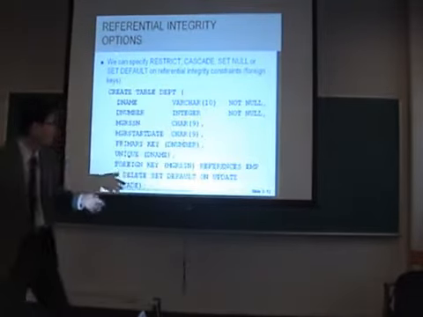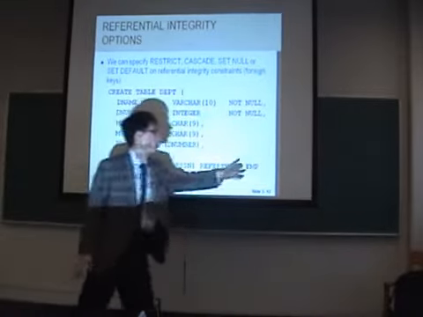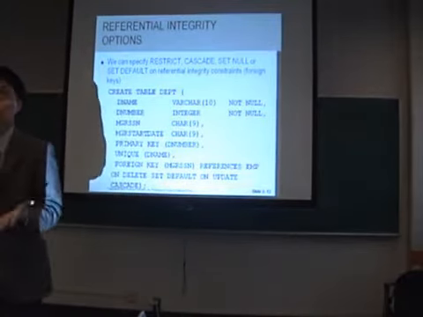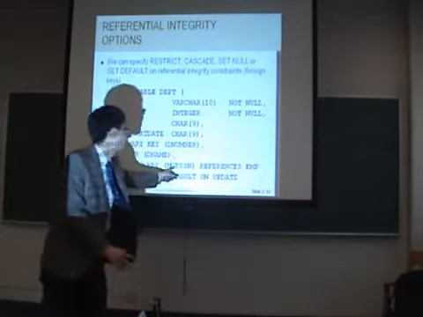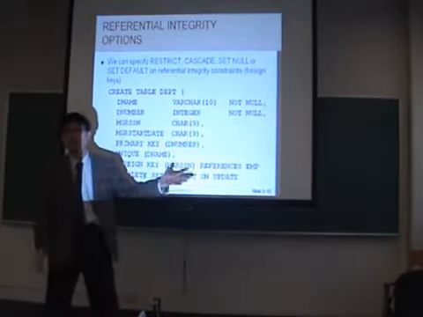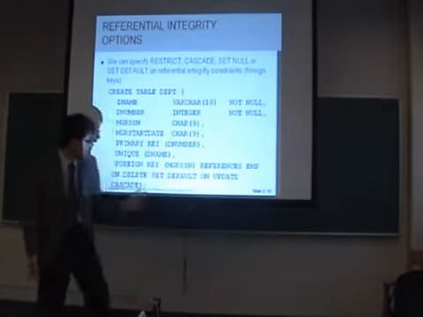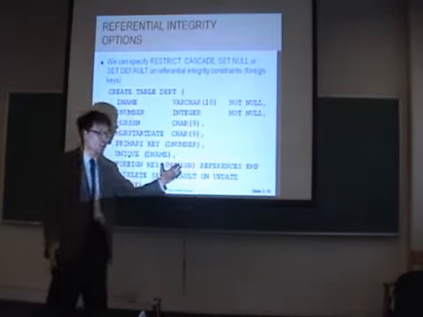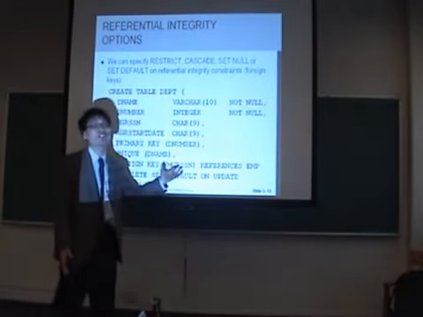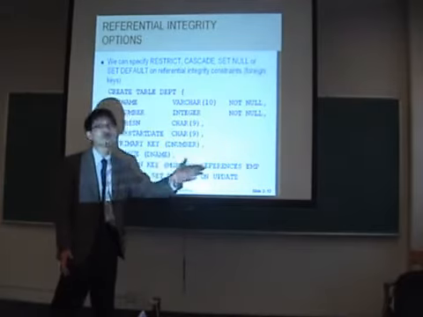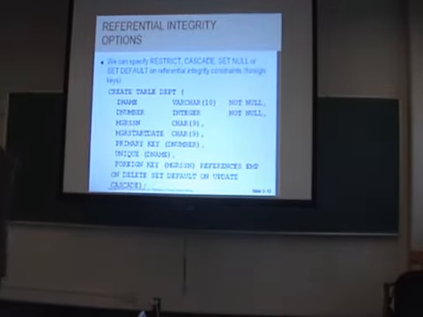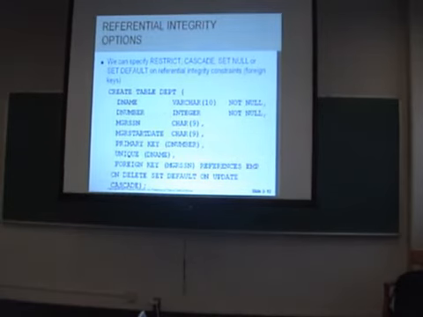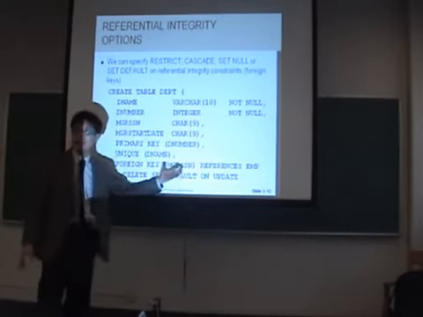On update, for example, 111 changes the social security number into 222. Then what happens? 111 doesn't exist here anymore. At that time, cascade, which means consequently, it changes this manager social security number into 222 automatically. Then you can keep the consistency. You don't have to update this one again.